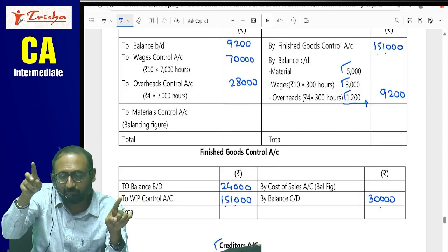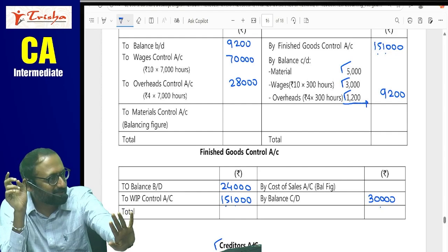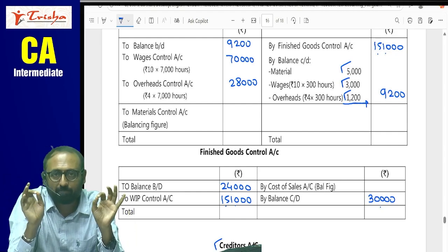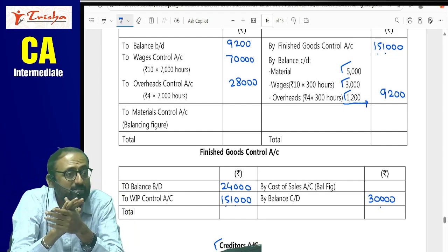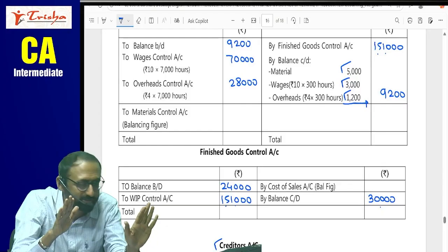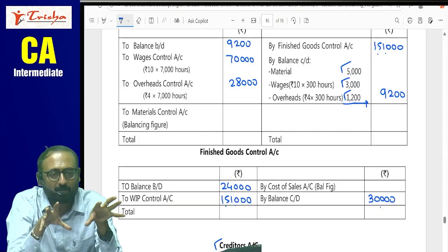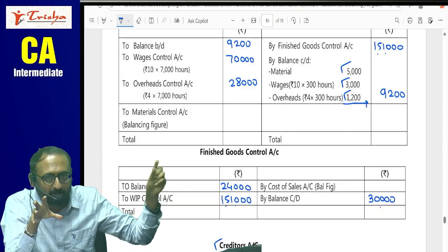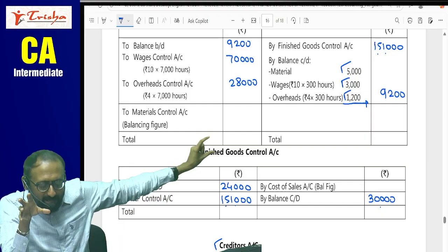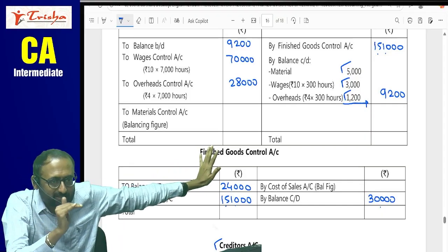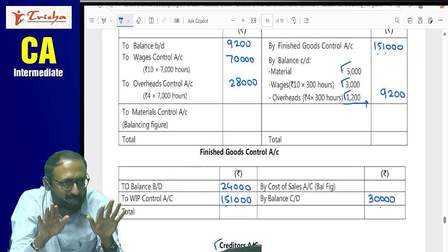Then that finished goods will be transferred to cost of sales. Correct, sir? And one more item can be there, and that item will be administration overhead related with the production. Correct? Administration overhead related with the production will be absorbed in, is it finished goods debit side? But in this question, there is no administration overhead.